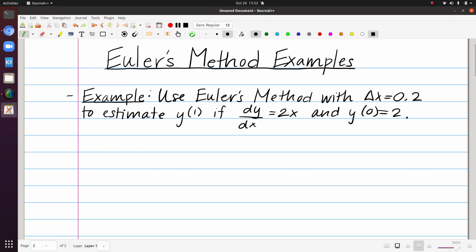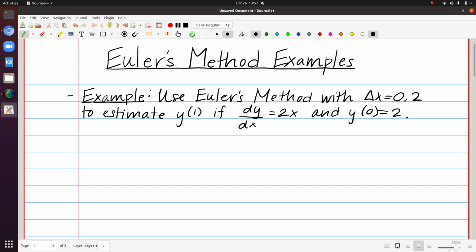Now let's look at some examples using Euler's method. To begin with, suppose we're asked to use Euler's method with delta x equals 0.2 in order to estimate the value of y at x equals 1 if dy dx is known to be 2x and y of 0 is known to be 2. So notice we're given an initial value problem, and we're also given a desired x value at which to approximate the solution.